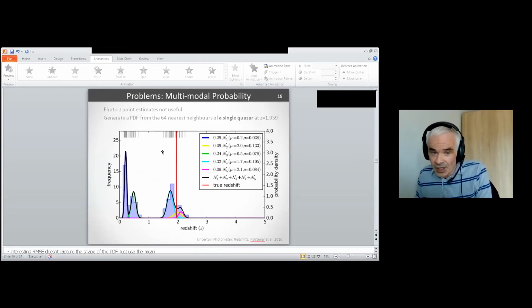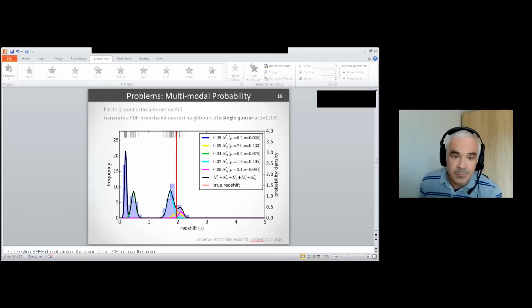One other problem is that the predictions are just coming out as point estimates. It's not really giving a probability density function. It's not really quantifying the uncertainties. So there was a nice piece of work in 2016 where one scientist got the correct redshift for one quasar, I think it was at redshift 2, but he also plotted the nearest 64 neighbors to that particular one in color space. And when you do that, you can see that basically you're looking at a bimodal distribution.